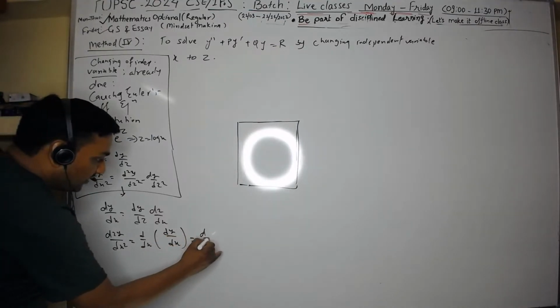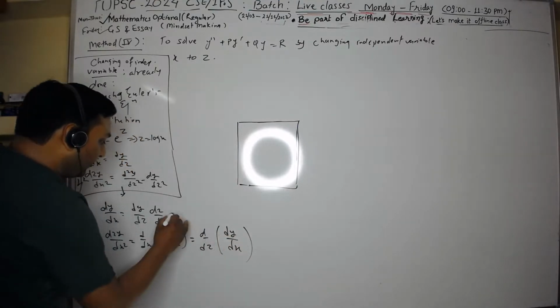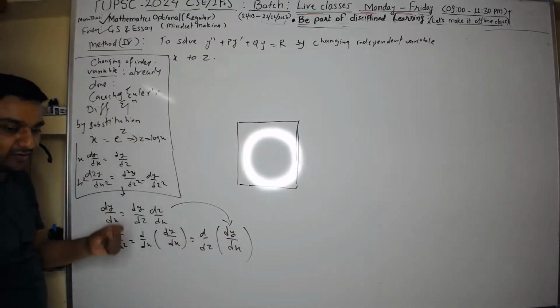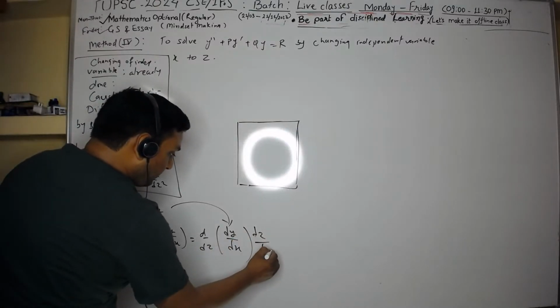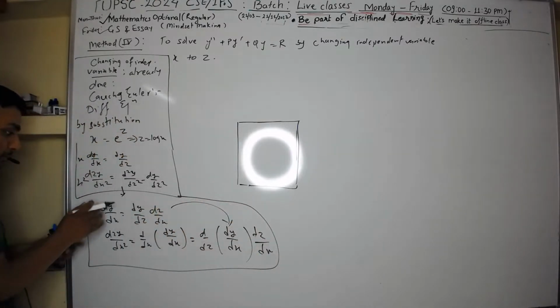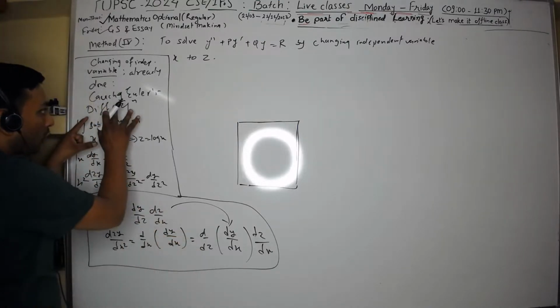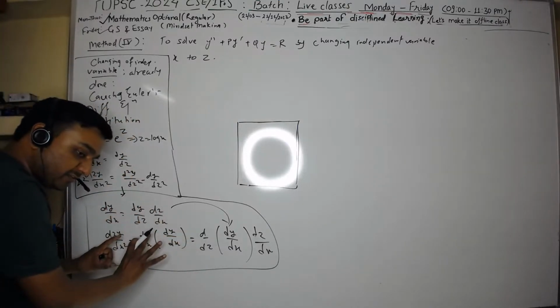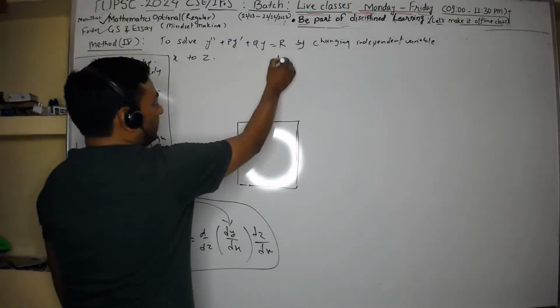Then I used this as d over dz of dy over dx, and dz over dx, that I applied from here. So this is the process which we have already done in Cauchy-Euler differential equations. Fair? Now we come to this method.